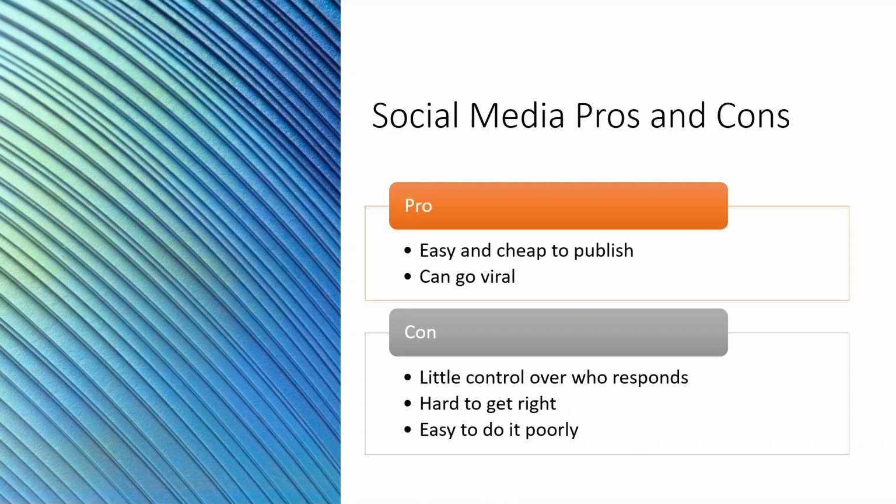And the downside is you get little control over who responds. If we're posting on Twitter, for example, you have no idea who's going to respond. Anybody in the world, maybe some bots will respond. So again, you want to make sure you're filtering on the back end. Make sure that you are asking people that they fit the demographic filters that you have. It's hard to get right. Easy to do it poorly. So you can tweet until you are arthritic in your fingers, and you're not going to get any response. And again, because it's so easy and cheap to publish, you can just keep doing it and just spin your wheels.